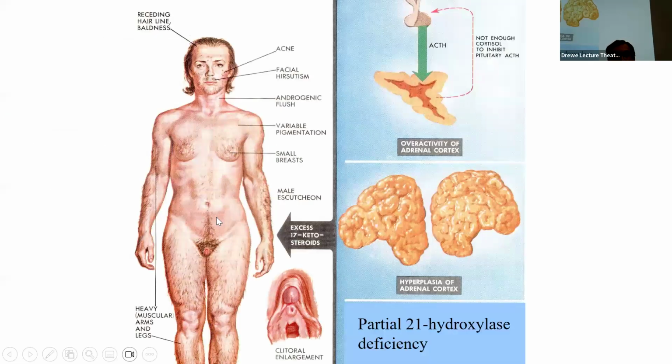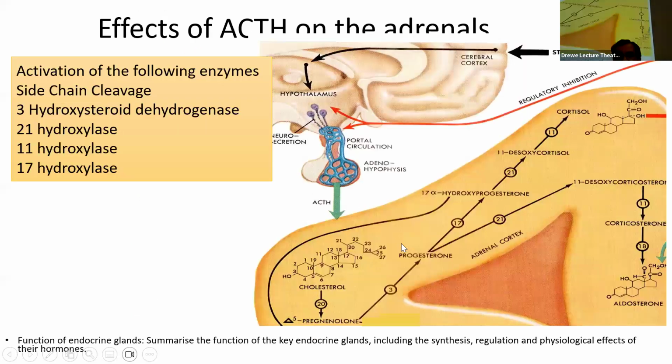Okay, so this is again from that old textbook of how these people present sometimes in later life when no one's looked for it, because the problem is they have not enough cortisol, a very high ACTH, very big adrenals, congenital hyperplasia, and excessive testosterone effectively in partial CAH. Now, of course, this is the pathway I showed you earlier.